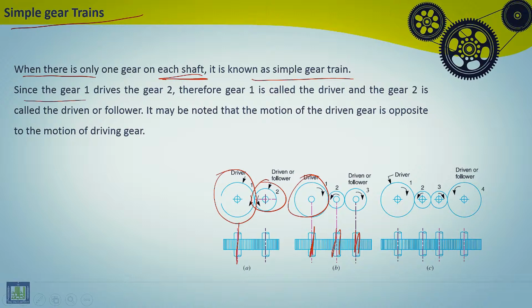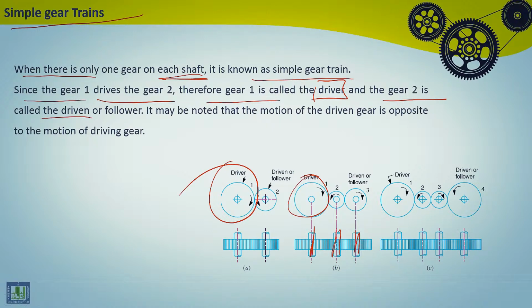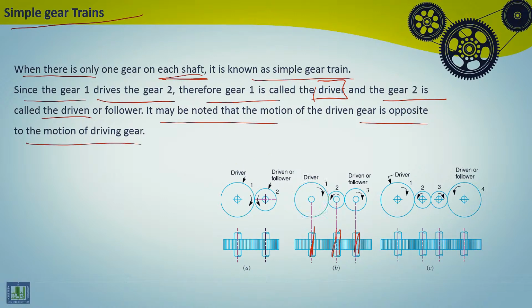Since gear 1, here for example, drives gear 2, gear 1 is called the driver. The input here is called the driver, and gear 2 is called the driven. This is the output or follower. It may be noted that the motion of the driven gear is opposite to the motion of the driver gear. We can see here the direction of rotation for gear 1 is opposite to the direction of rotation for gear 2.